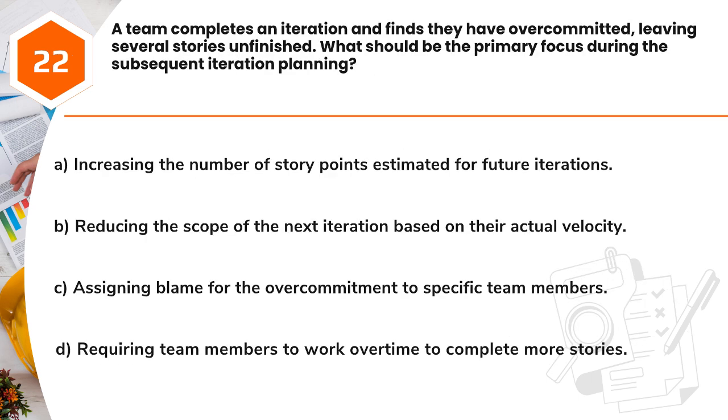Question 22. A team completes an iteration and finds they have overcommitted, leaving several stories unfinished. What should be the primary focus during the subsequent iteration planning? A. Increasing the number of story points estimated for future iterations. B. Reducing the scope of the next iteration based on their actual velocity. C. Assigning blame for the overcommitment to specific team members. D. Requiring team members to work overtime to complete more stories.